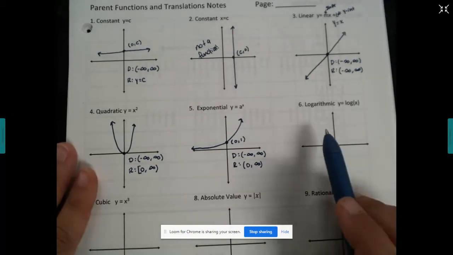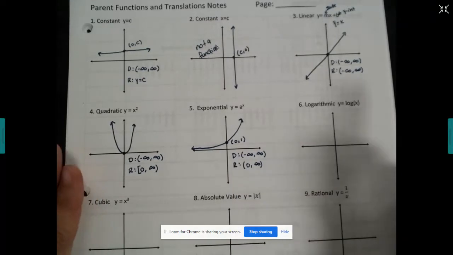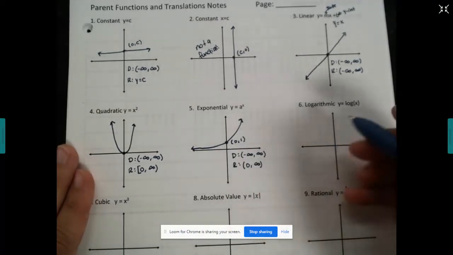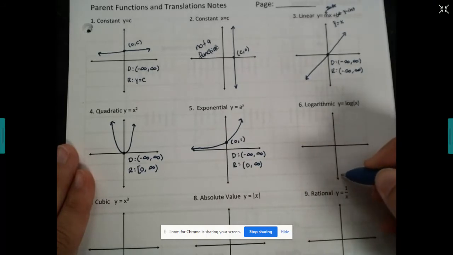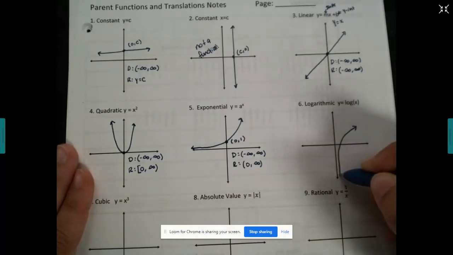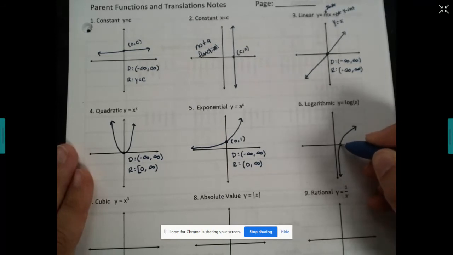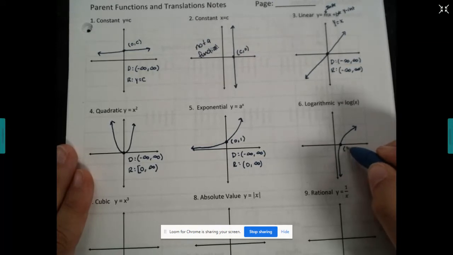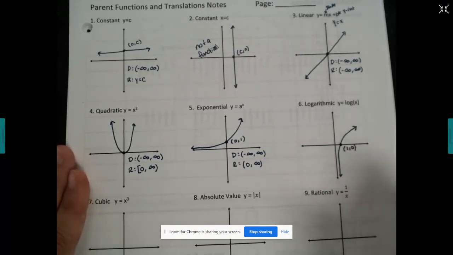And so for a logarithmic, it is an inverse of an exponential. And so instead of crossing at 0, 1, it crosses at 1, 0, and it goes like this. So it wraps around the y-axis. And has an x-intercept at 1, 0.